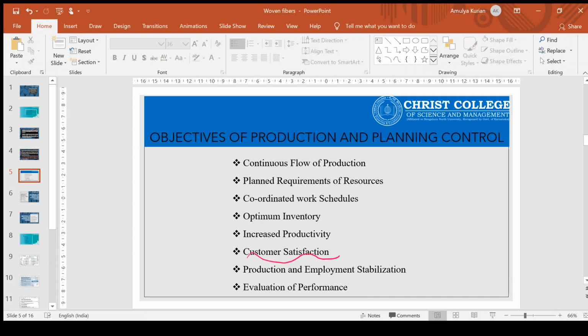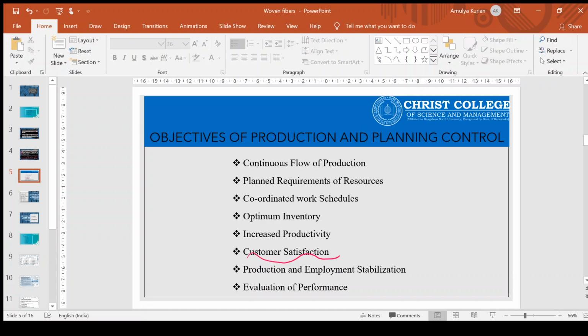Next one, the seventh one, production and employment stability. It ensures that production and employment levels that are relatively stable and consistent with the quality of sales is in place. The last one, evaluation of performance.